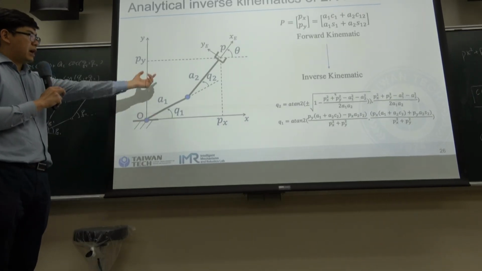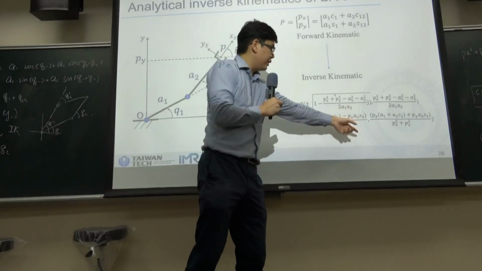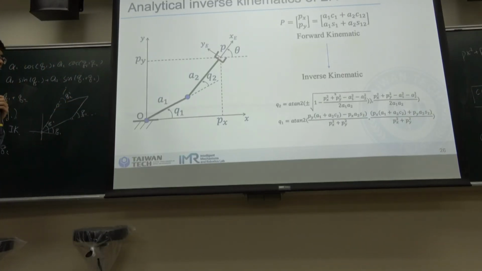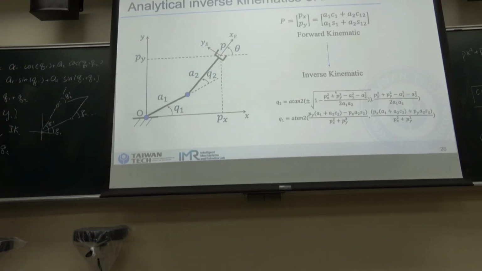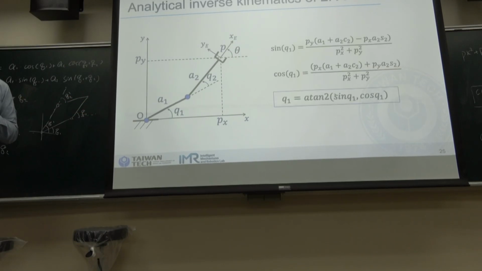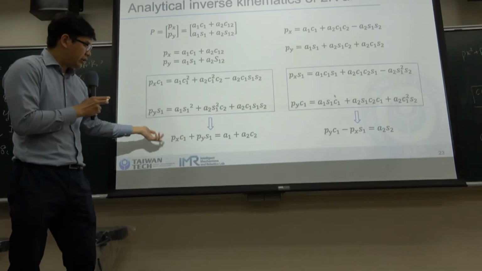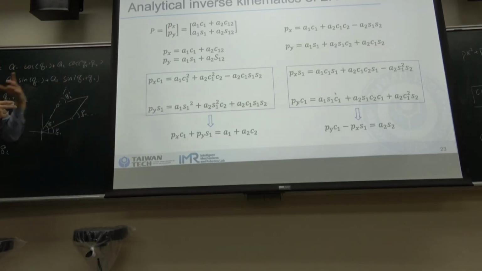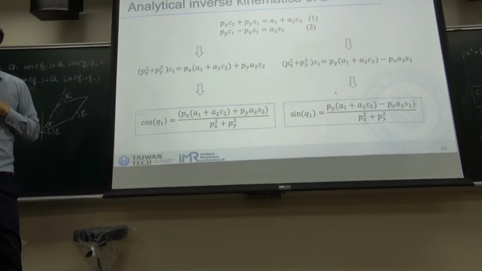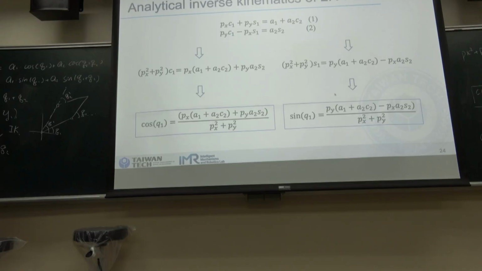So the inverse kinematics for the two-link robot: q1 is equal to this one, and q2 will be equal to this equation. So is this okay? You just find the relationship between the equations and try to eliminate all the unknown variables and leave only one variable, so we can find the value of the variables.